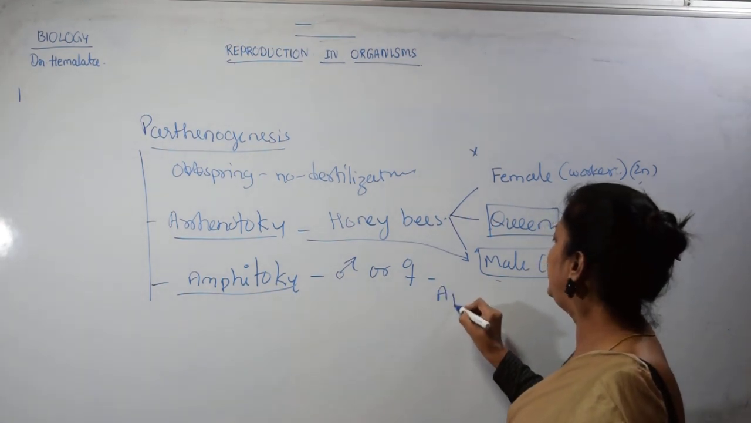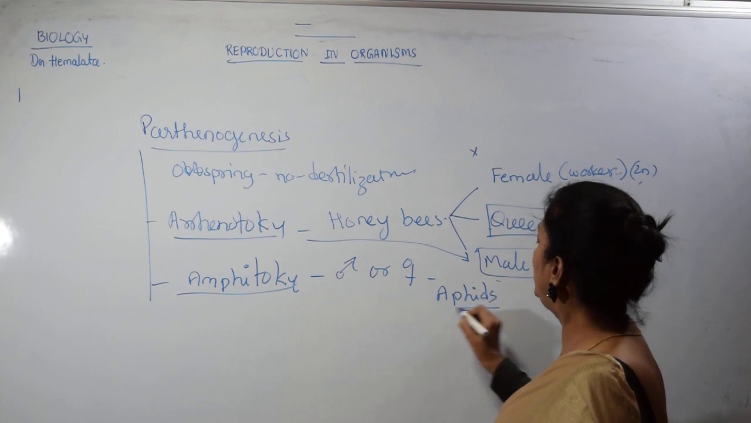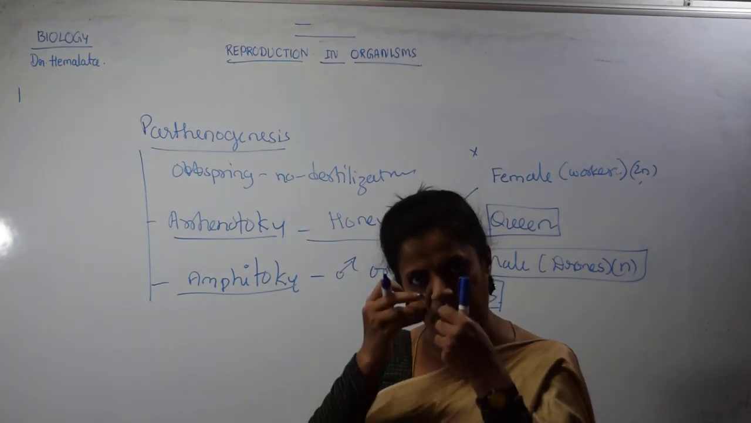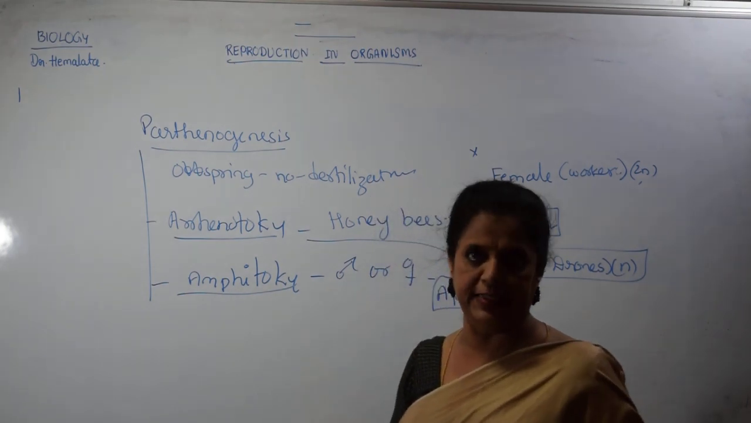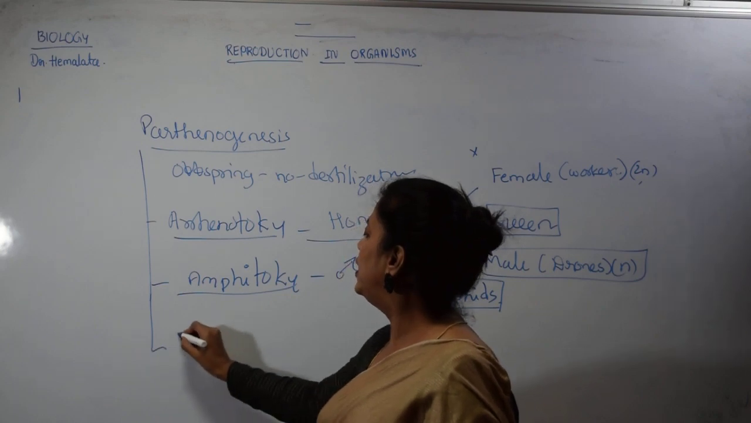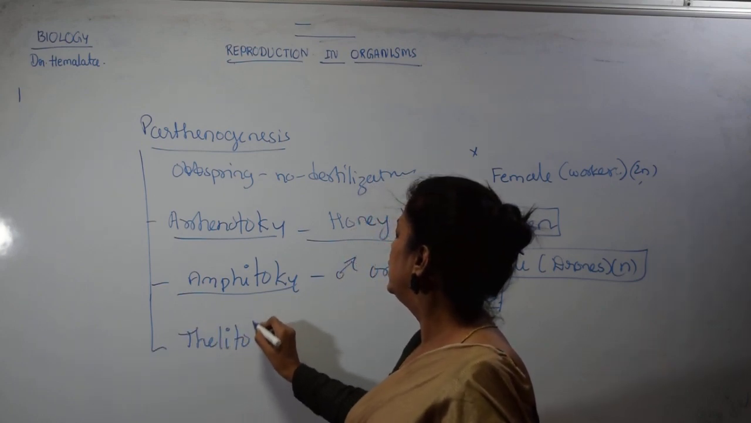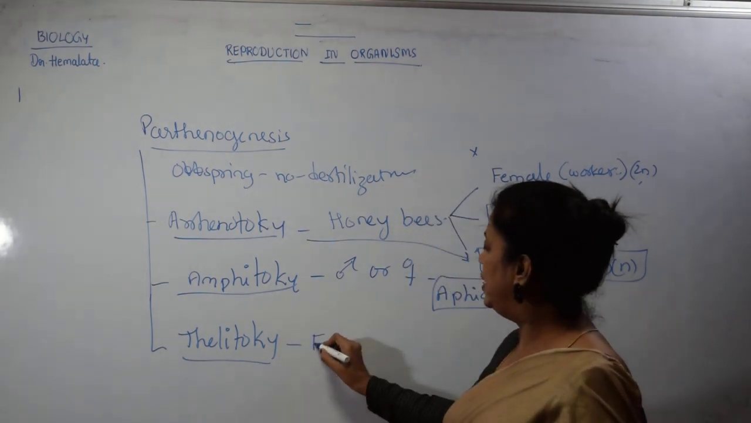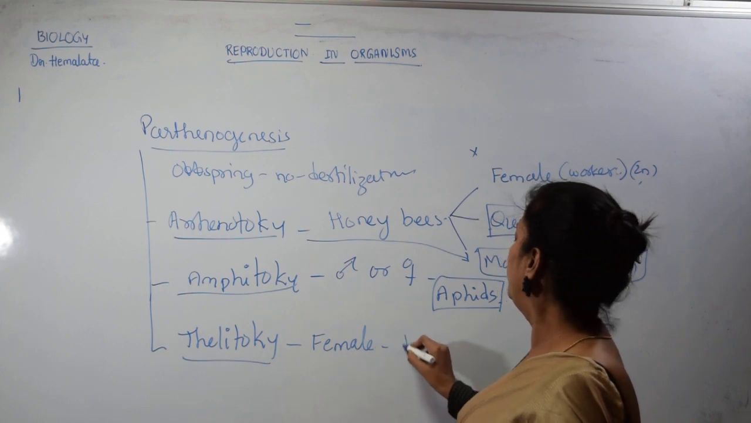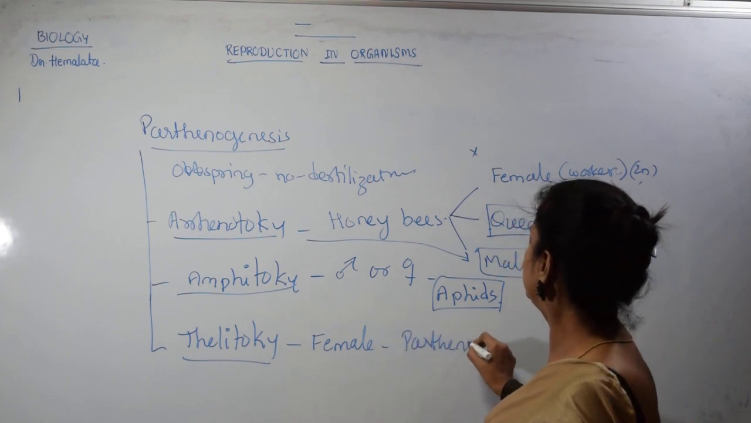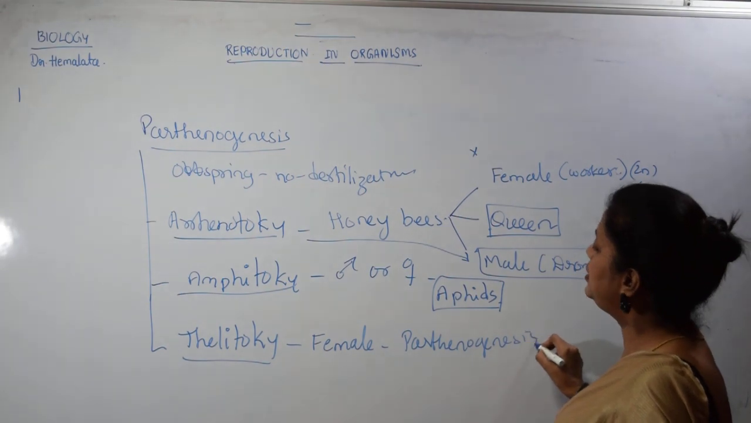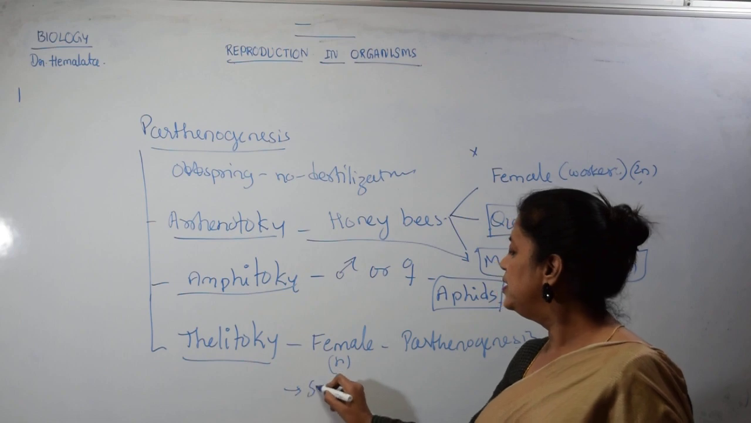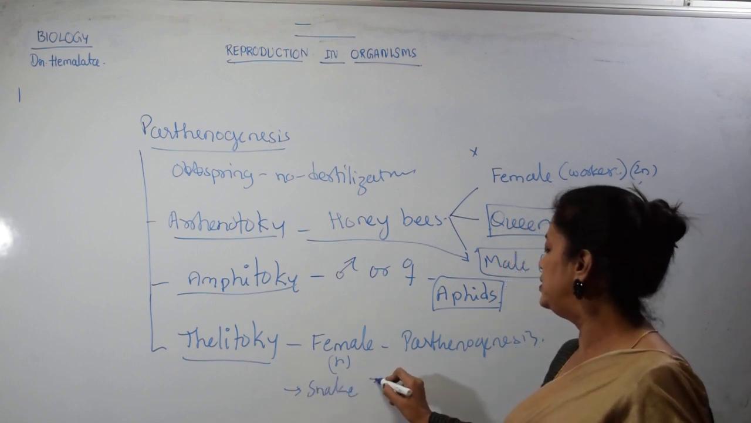This happens in aphids. Aphids are those which suck the plant's phloem sap. Those which sit on the stem of the plant and suck it are called aphids. Then the last one is Thelytoky. Thelytoky refers to the formation of females by parthenogenesis. Okay, females are formed without fertilization. They are all haploid in nature. This happens in snakes and lizards.